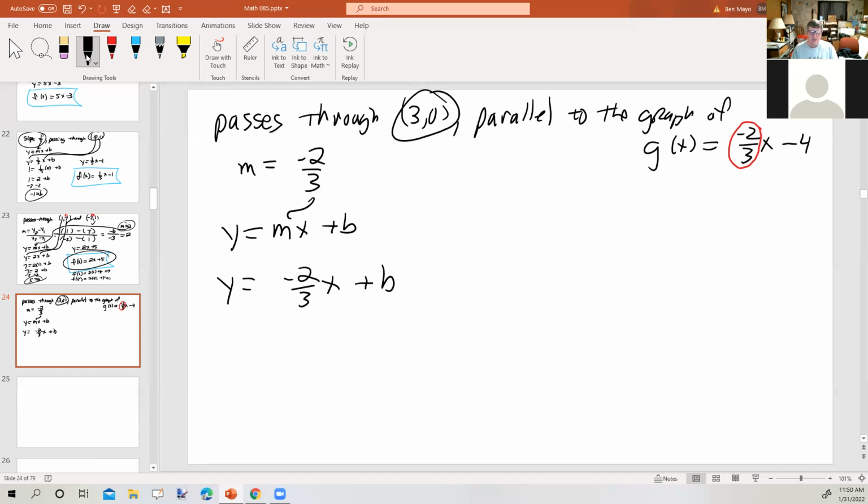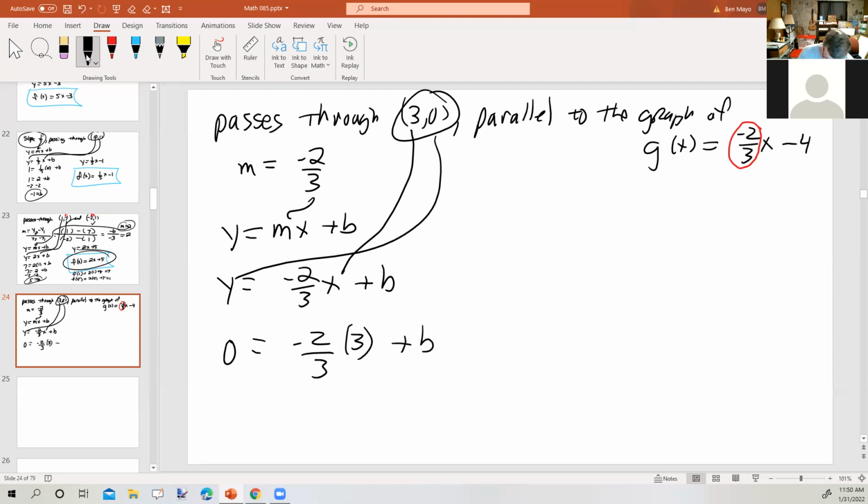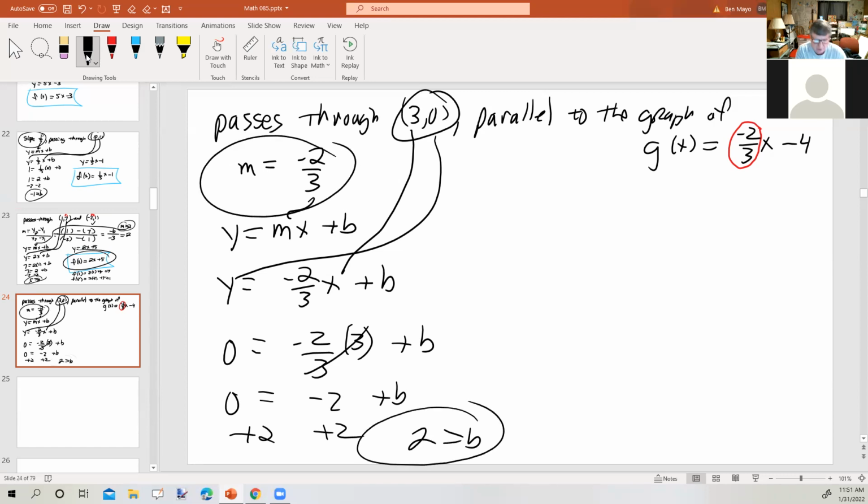(3, 0) is an intercept, but it's not the y-intercept. It's the x-intercept, which is nice, but that's not b. So I'm going to take that point, put 3 in for x and 0 in for y. 0 equals -2 plus b. Add 2 to both sides. b equals 2. So the slope is -2/3, the y-intercept is 2. y equals -2/3 x plus 2. f(x) equals -2/3 x plus 2.